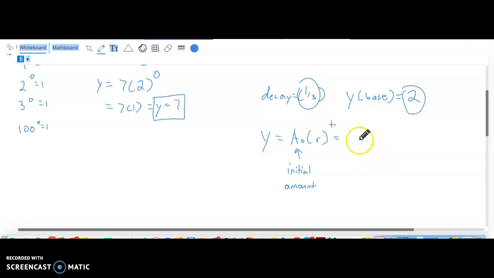Then we're just going to plug it into the equation, and we're going to substitute x for t because we want it to be in terms of x, which is the standard convention. So y equals 2 times 1/3 to the x power, and that's the equation for the second bullet point.